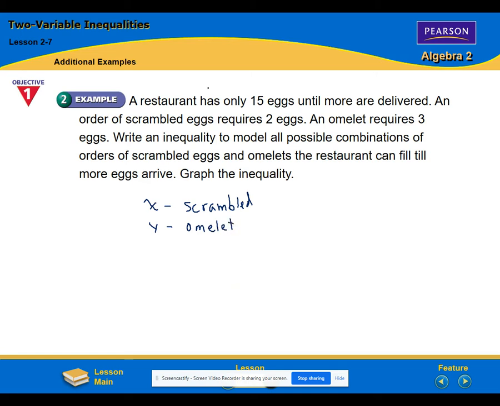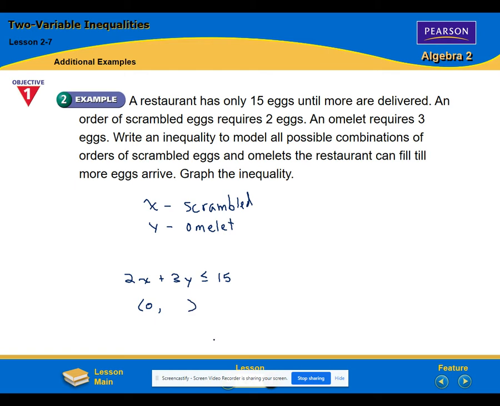And you should get an inequality out of this situation. You see, 2 eggs goes to every order of scrambled, and 3 eggs goes to every omelet, and the number of eggs cannot exceed 15. This is our inequality: 2x + 3y ≤ 15. Now, just as I've taught you with standard form with lines, this is standard form, except that this isn't an equal sign. Just as I've taught you, though, what I would do is get intercepts.